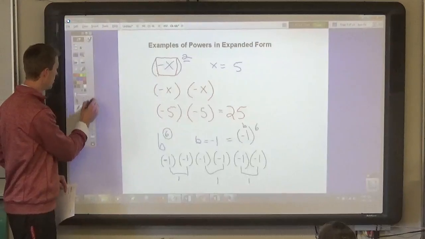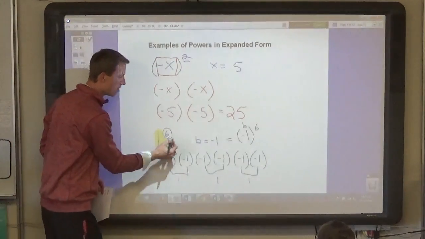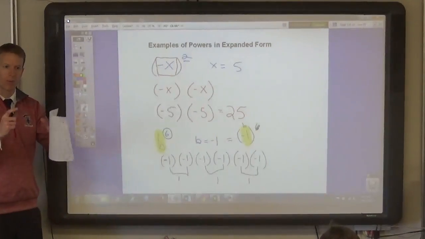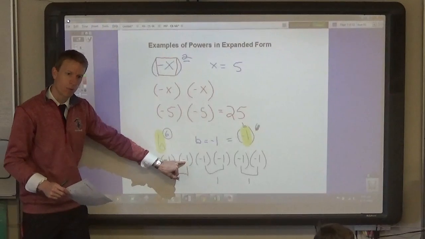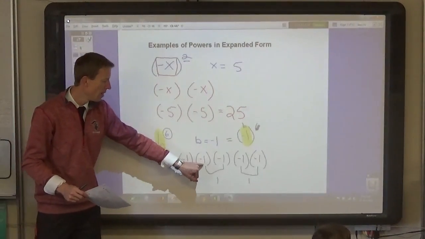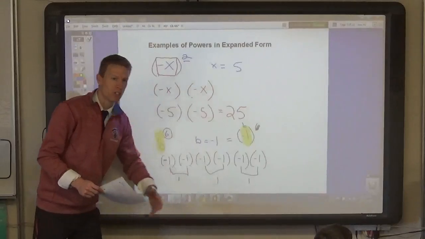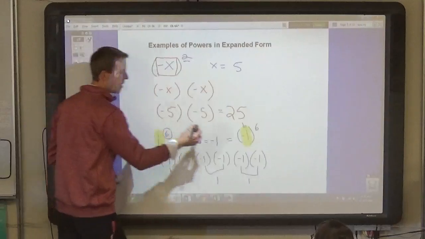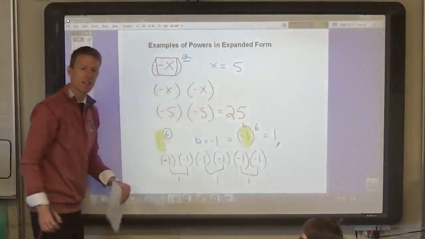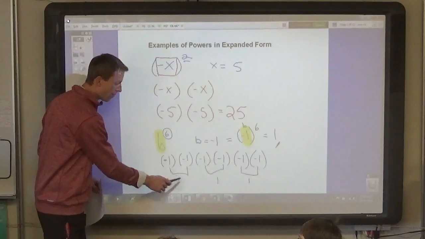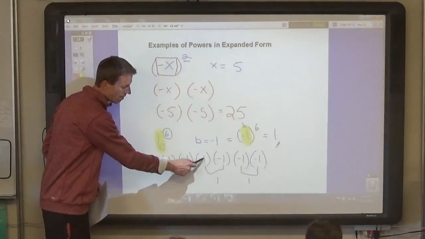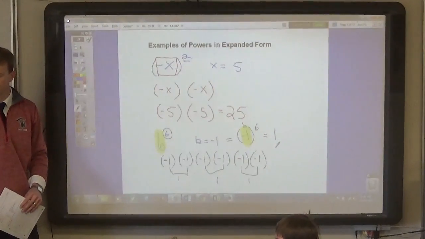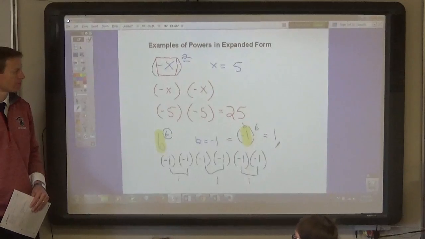You see that? B to the 6th power. When you put it in parentheses, the negative sign goes in the parentheses, and then there's an even number which just equals positive 1. So it's negative 1 then? So then the answer is positive 1. Because negative times a negative is positive, negative times a negative is positive, and negative times a negative is positive. Okay?